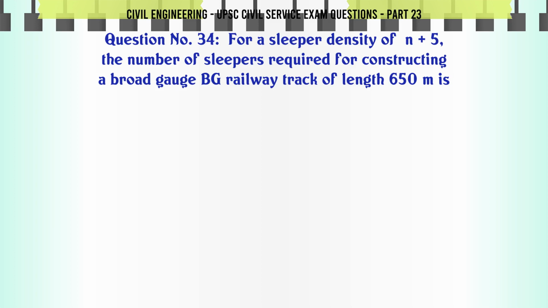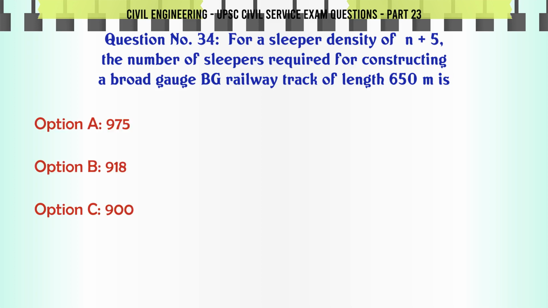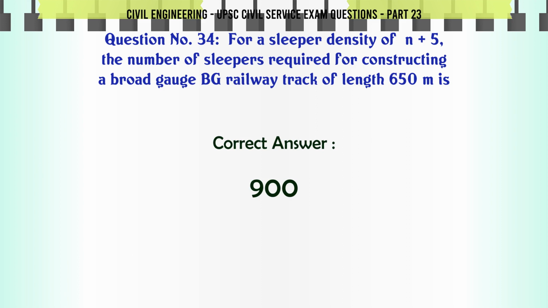For a sleeper density of N+5, the number of sleepers required for constructing a broad gauge (BG) railway track of length 650 m is A. 975, B. 918, C. 900, D. 880. The correct answer is 900.